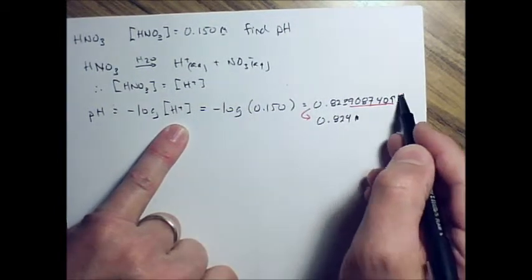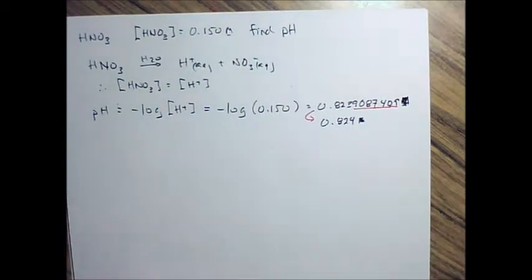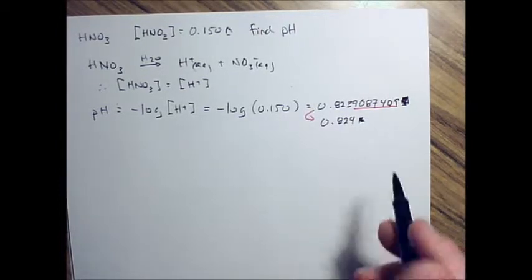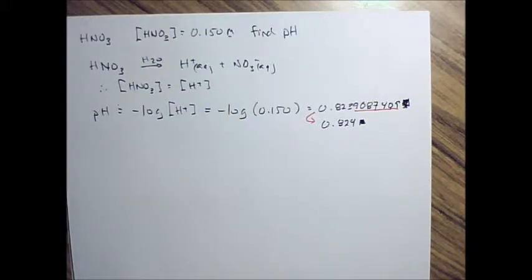This is the pH I'm calculating here, so we don't have any units on pH. pH is unitless because you don't put units in the exponent position. Okay, so the pH is 0.824. It's a pretty low pH.